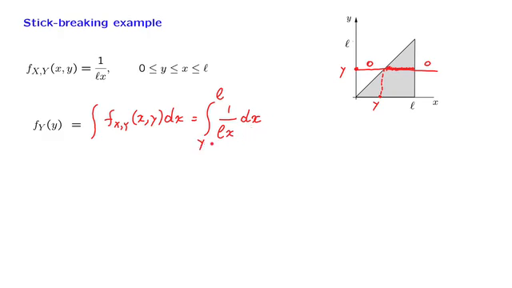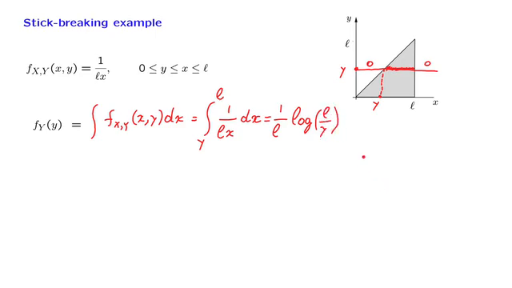In fact, this is just the range of x's that are possible for a given value of y. X must always be larger than or equal to y. Now, the integral of 1 over x is a logarithm, and using this fact, we can evaluate this integral, and it's 1 over L times the logarithm of L over y.